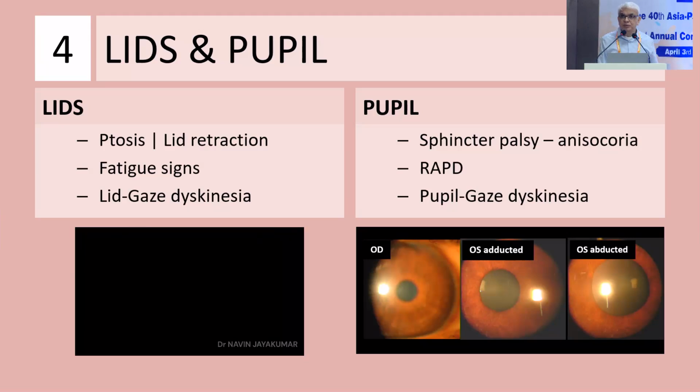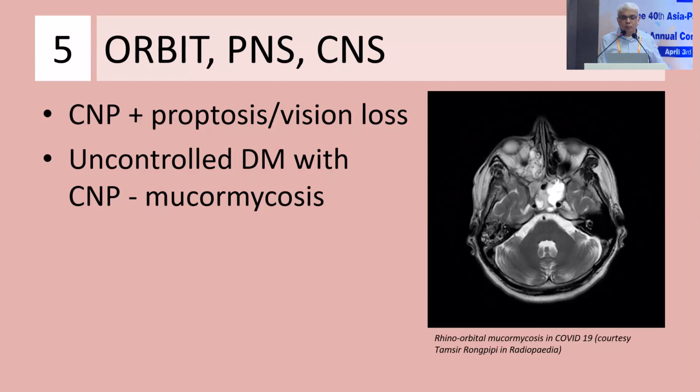The other picture shows you the pupil. Look for anisocoria. Here is a patient who had trauma. The right pupil is there just for visualization. See the size of the left pupil between adduction and abduction, and you can see this constriction when the eye is adducting. So this is a pupil gaze dyskinesia. So that's also significant.